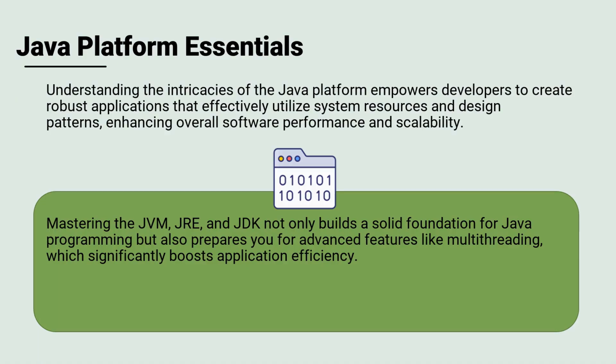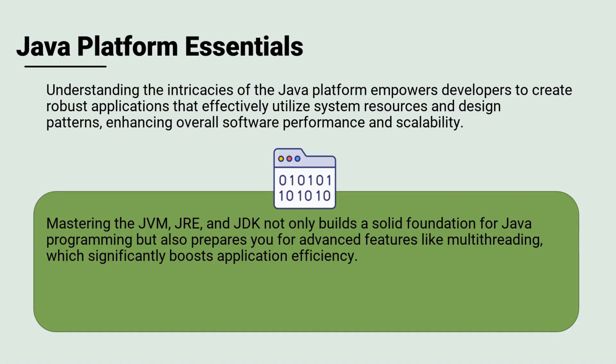Now we've covered the essential components of the Java platform and how they interact with each other. Each piece plays a crucial role in making Java one of the most popular programming languages for developers around the world. As we look forward, understanding these foundational elements equips you with the knowledge needed to develop efficient programs, leverage design patterns, and manage resources effectively.